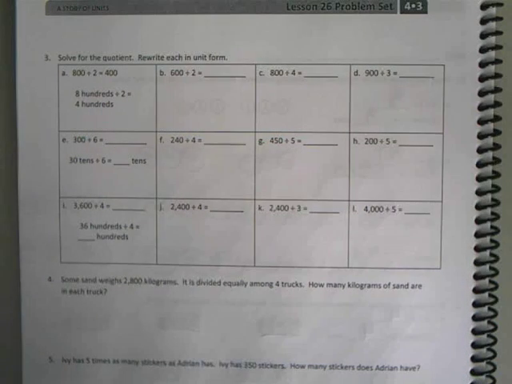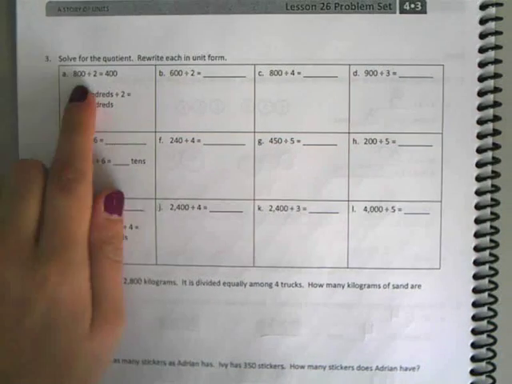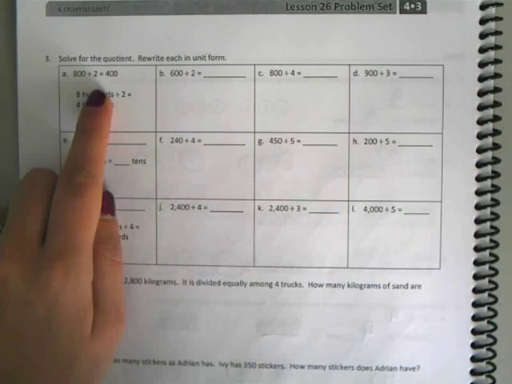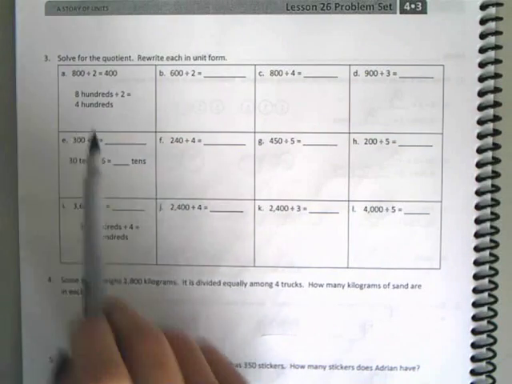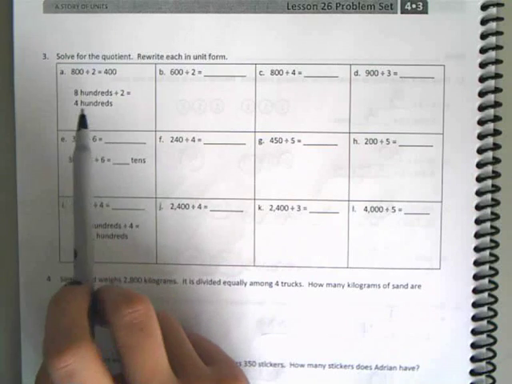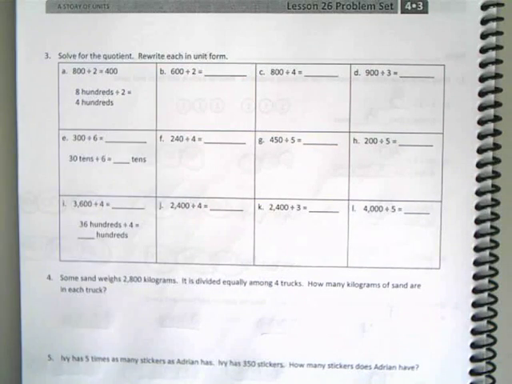Number 3 says solve the quotient, rewrite each in unit form. Letter A is an example. So they did 800 divided by 2 equals 400. Then to write it in unit form, they said 800s divided by 2 equals 400s. Do you agree with their example?